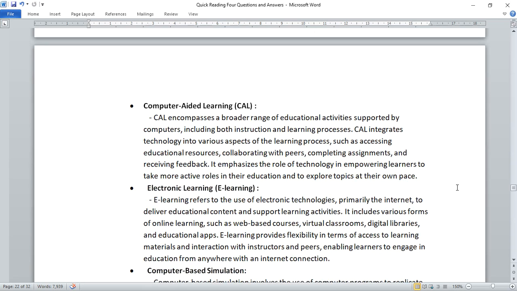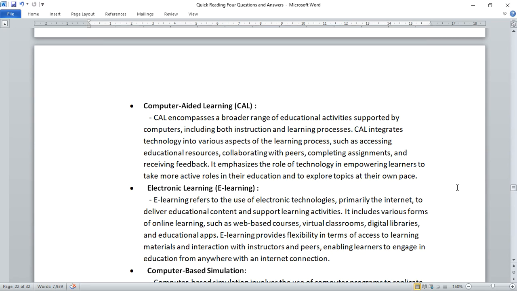On the other hand, we have computer-aided learning. What is the difference now between the other one and this one? Okay, this one encompasses a broader range of educational activities supported by computers, including both instruction and the learning process.